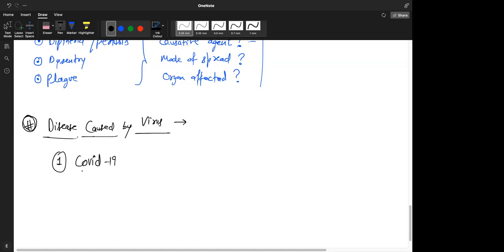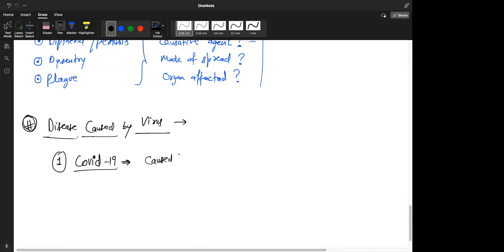Why do we call it COVID-19? What is the full form of COVID-19? Anyone knows? Coronavirus disease 2019. Yes. CO is for corona, VI for virus, D for disease. Or some people say coronavirus induced disease, so I is for induced. Both are correct. So coronavirus induced disease, which came in December 2019. The first case was reported in Wuhan, China. So COVID-19. Now, what causes it?